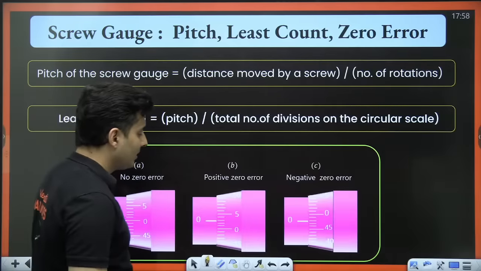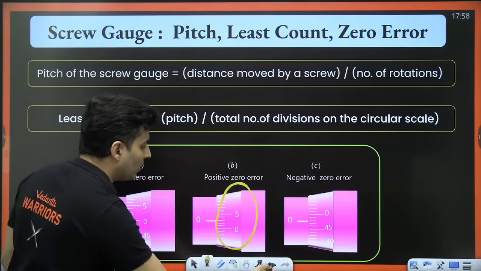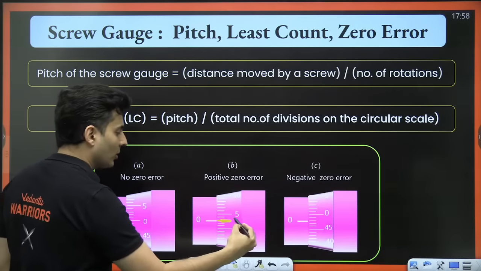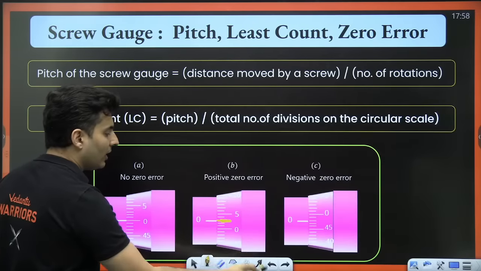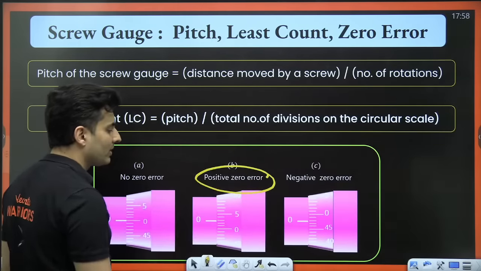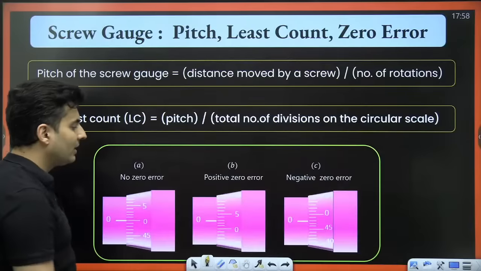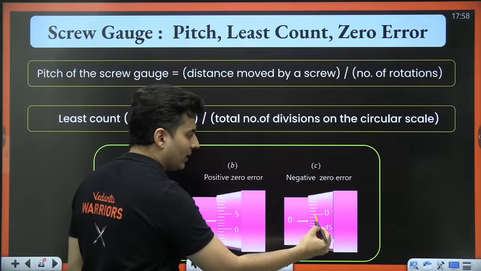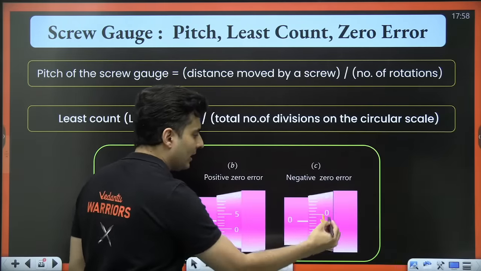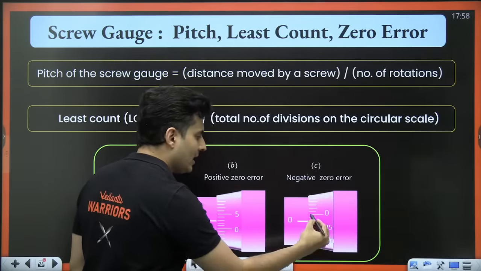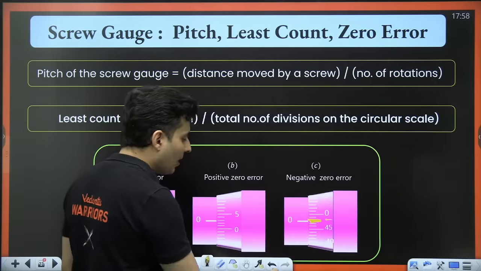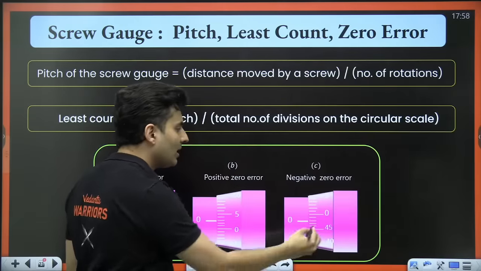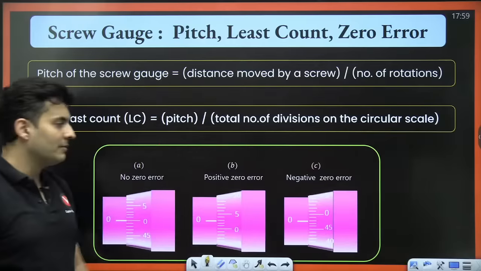But imagine this, it already shows some value on the circular scale. You can see already there is some value which is shown. Maybe here it is 3. So because it is already showing some value, that's why it is a positive zero error. And if it is behind, you can see it has gone on the negative side. This zero is showing some minus value. Basically, it is the previous rotation's value. Then this is considered as negative zero error.